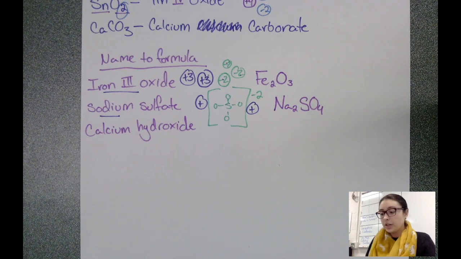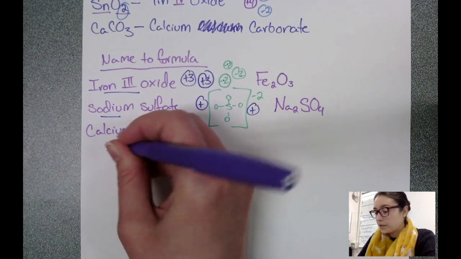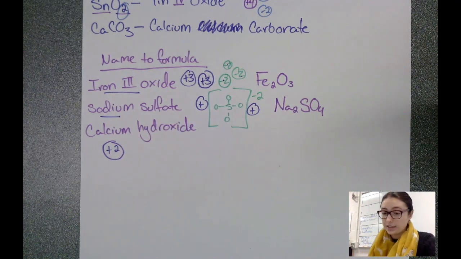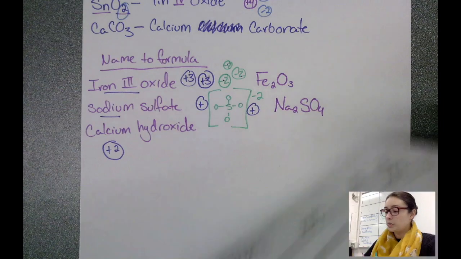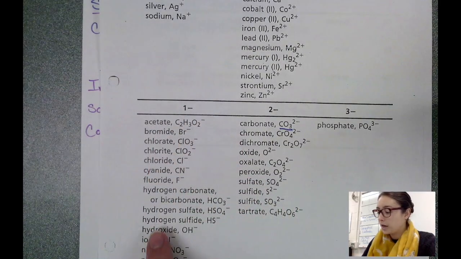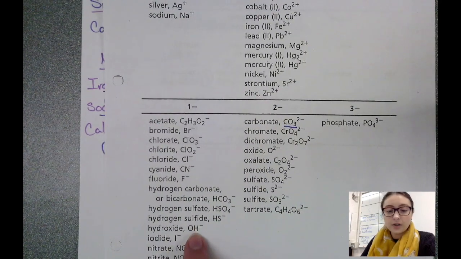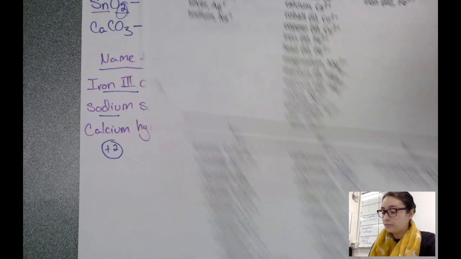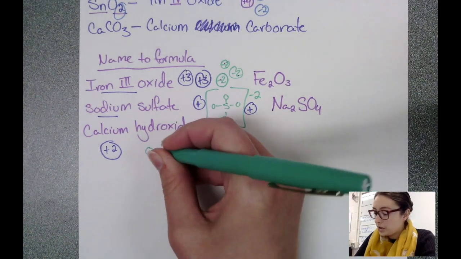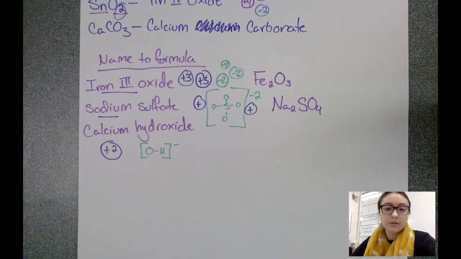Lastly, let's look at calcium hydroxide. Calcium's a part of group 2. It's going to form a positive 2 ion. Hydroxide is another polyatomic ion. So we'd pull out our sheet, we'd look for the name hydroxide, and it's right there. Hydroxide is OH with a negative 1 charge. So that's like having an oxygen bonded to a hydrogen, altogether negative 1 charge.